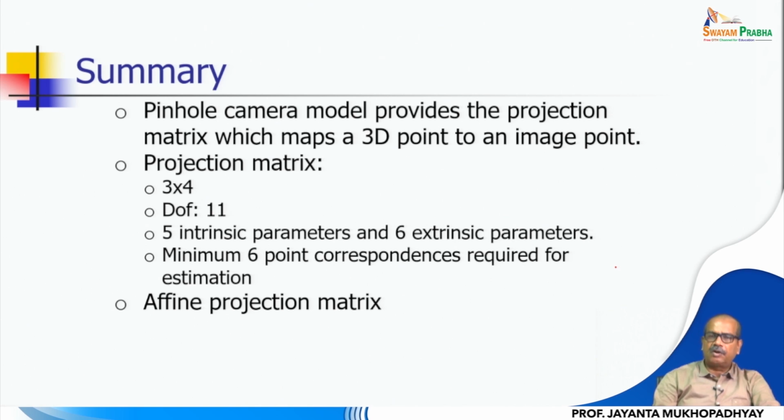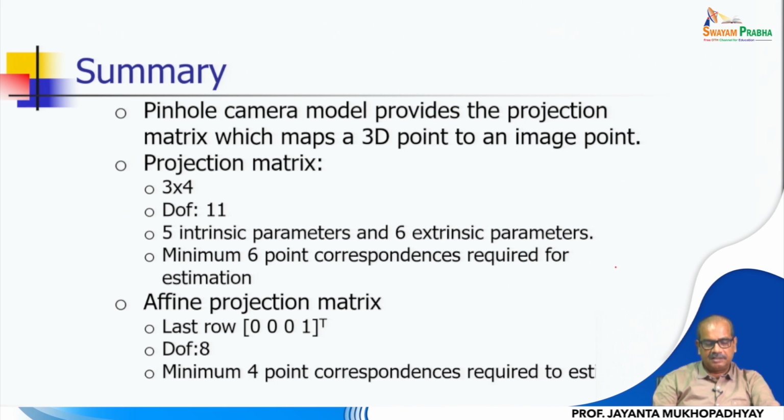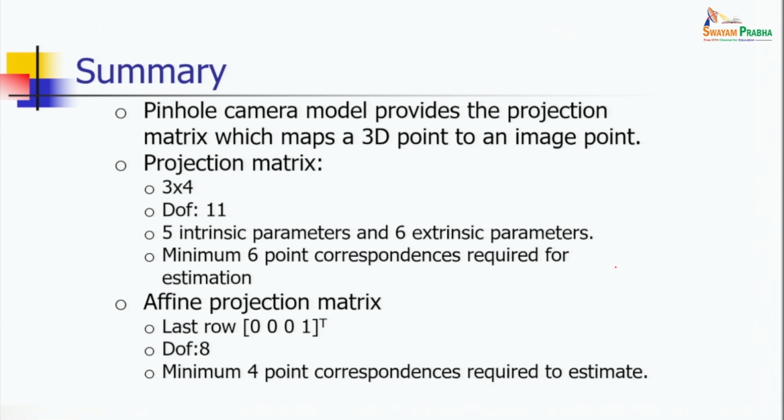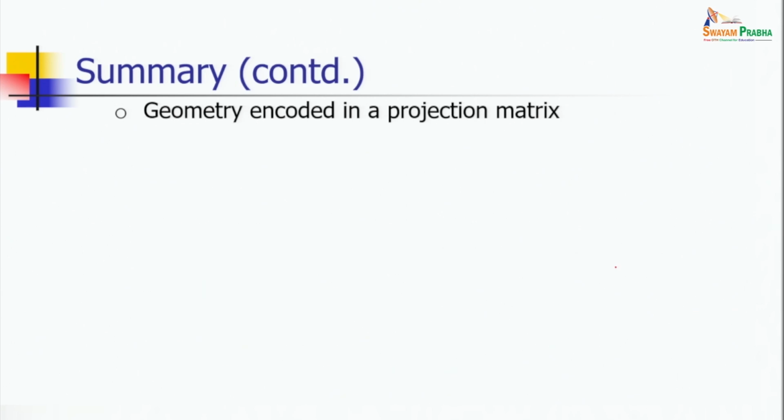But when you talk about a special case of the projection matrix where the last row is in the form of 0, 0, 0, 1, then we have only 8 unknowns. That matrix is also called the affine projection matrix. So this is the formulation. Its degrees of freedom is 8, as I mentioned, and you require only a minimum of 4 point correspondences for its estimation.